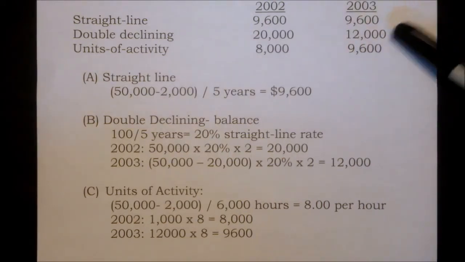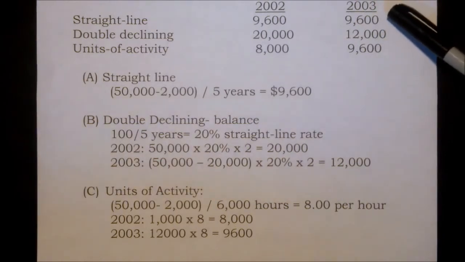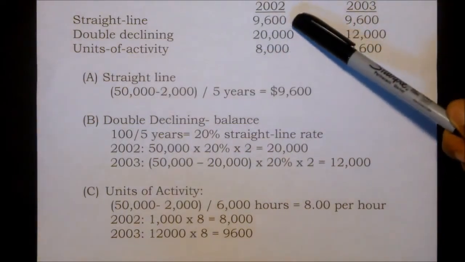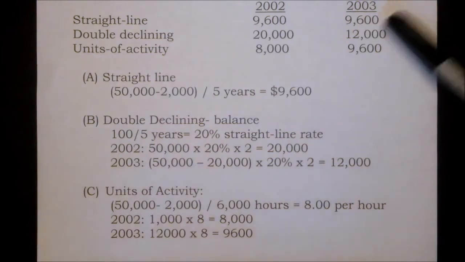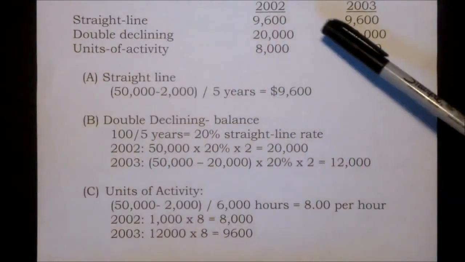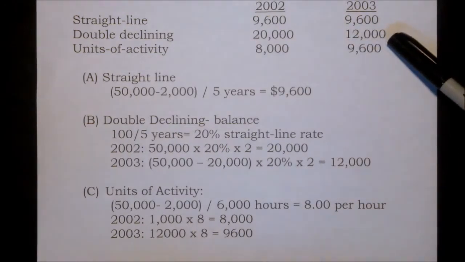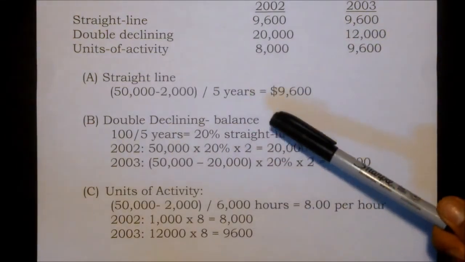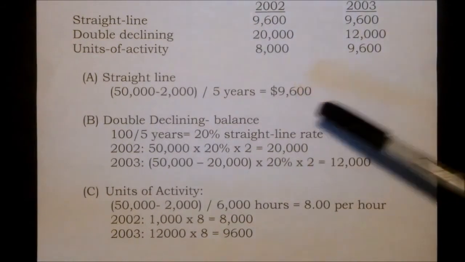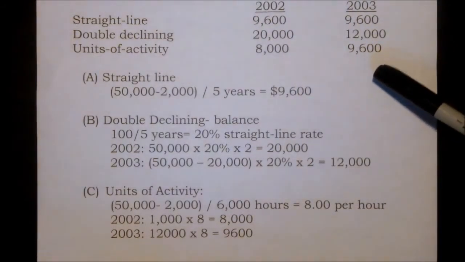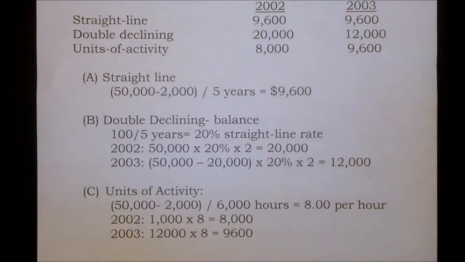So as you can see, the straight line method stayed the same for 2002 and 2003. Double declining balance was $20,000 in 2002, and it decreased over time. For units of activity, it was $8,000 in 2002, and it increased. So it's going to have more expense in 2003.